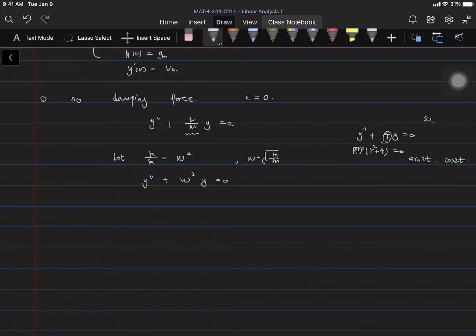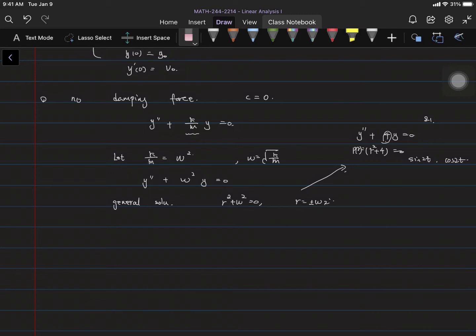So the general solution corresponding to this one, we know how to solve this, right? So it's going to be r squared plus omega squared equals 0. As we said, you can think about the example here. r equals plus or minus omega i, because it's plus or minus something, right? Okay.